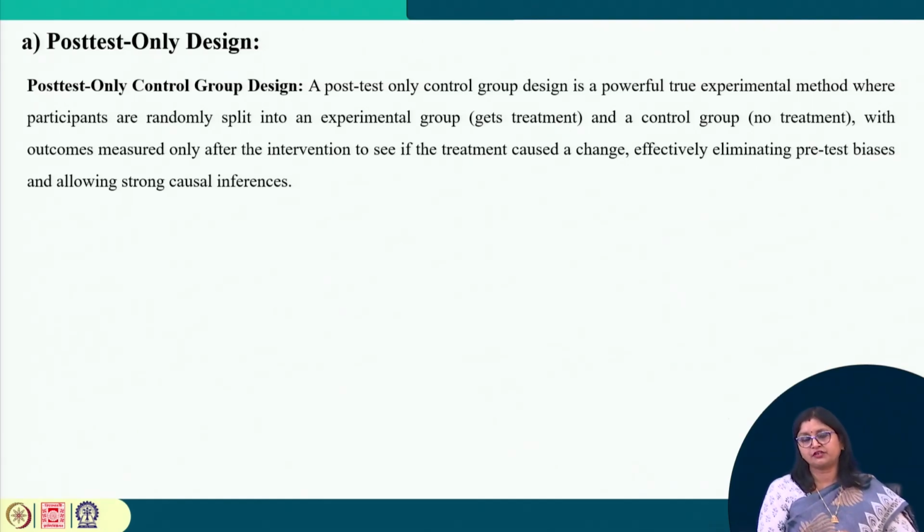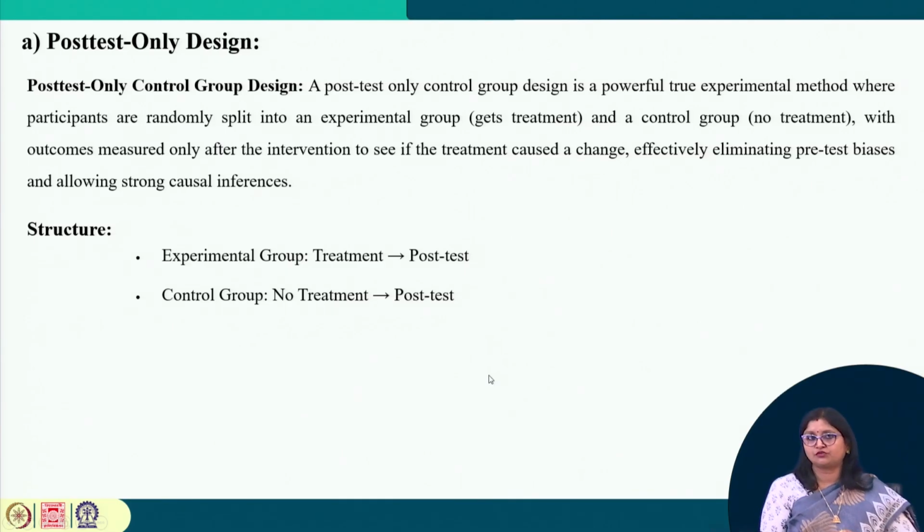The experimental group gets the treatment and the control group gets no treatment, with the outcome measured only after the intervention to see if the treatment caused a change, effectively eliminating the pretest biases and allowing true causal inferences. So, there is no pretest here in this post-test only design.